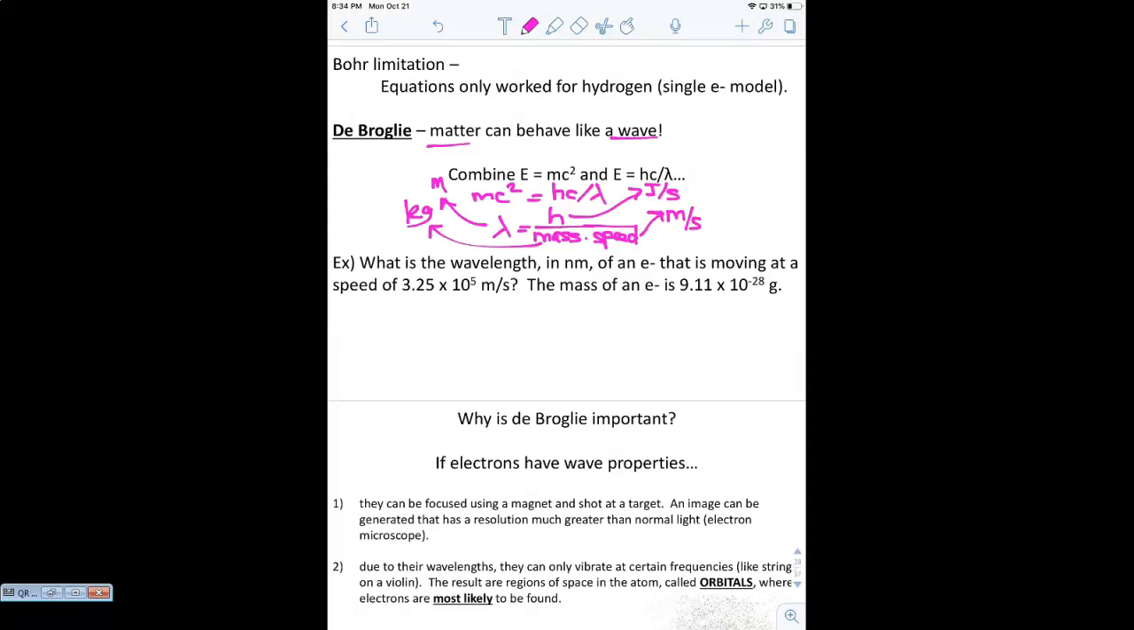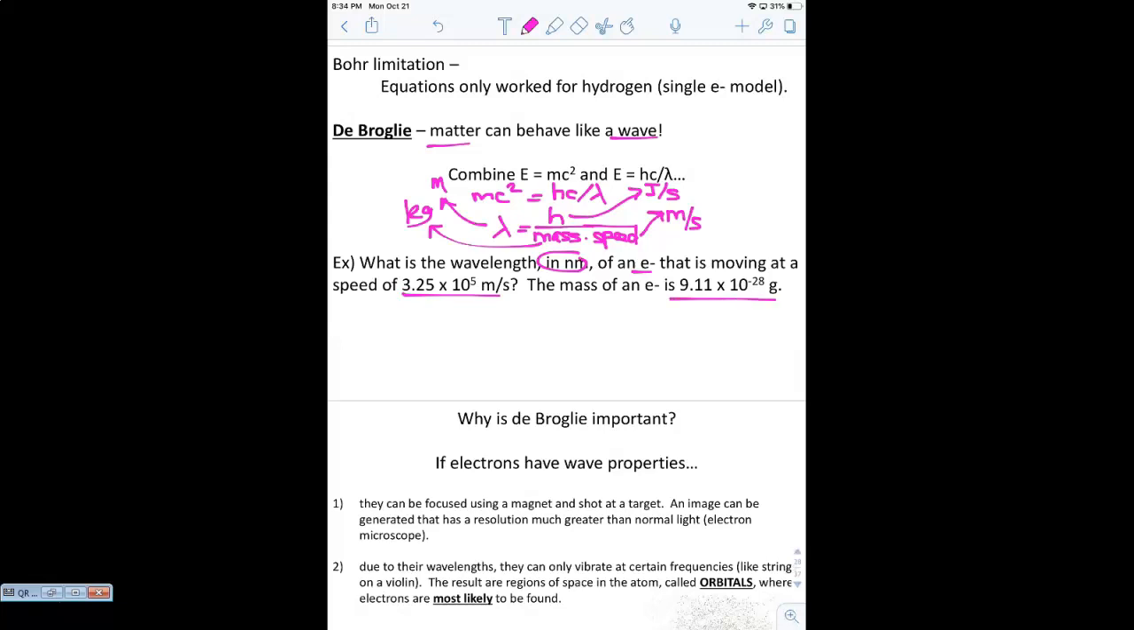Okay, so let's do our first example. I see we're solving for the wavelength in nanometers, so I know right away I'm going to have to convert my answer. We're talking about an electron, so we're talking about a particle that's acting like a wave. They give me the speed. The units for speed are good. They give me the mass of an electron.